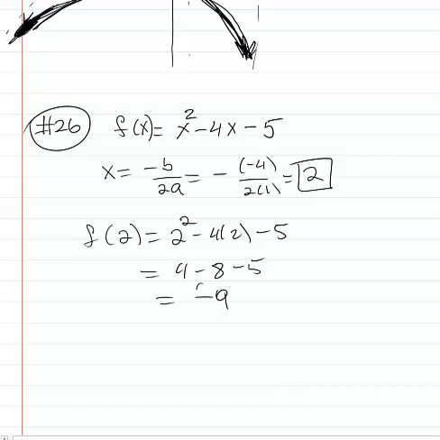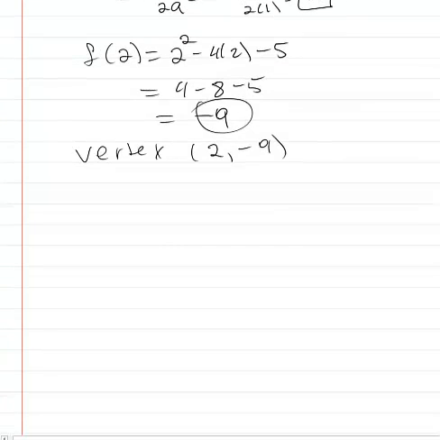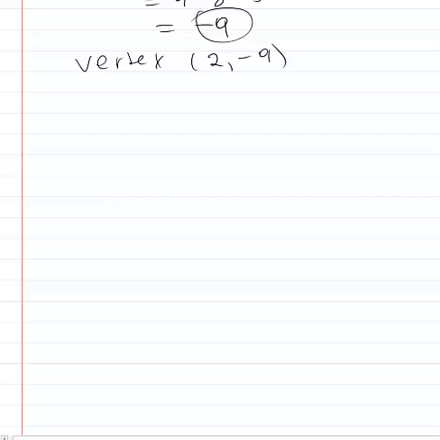Okay, so our vertex is going to be 2 comma negative 9. Now we need the intercept. So we're going to take this thing, x-intercept. Well, let's find first y. It's easier to do. So if you put the 0 inside, you're going to get -5. That's your y-intercept.